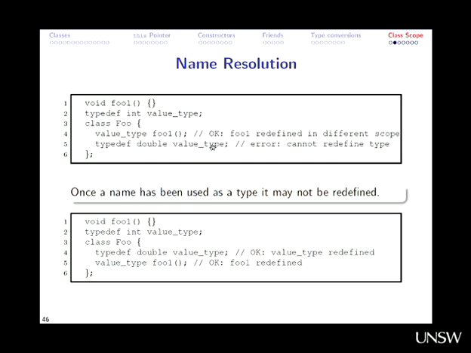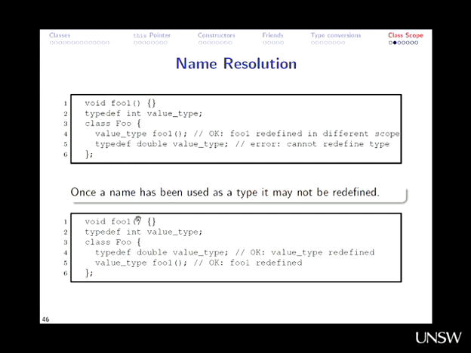However, if we now try to redefine value type to now be a substitute for word double, it doesn't work. Because this name at this point is being used. Once it's been used as a type, so this is type defing, once it's been used as a type, it can't be redefined. This version does work.